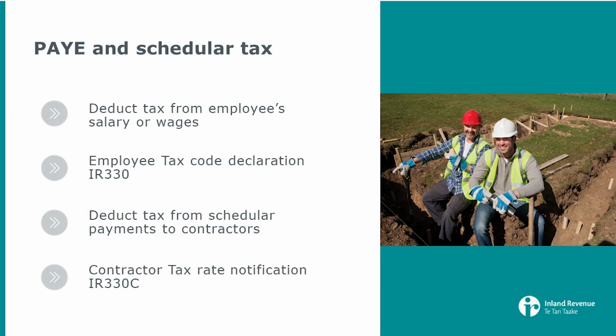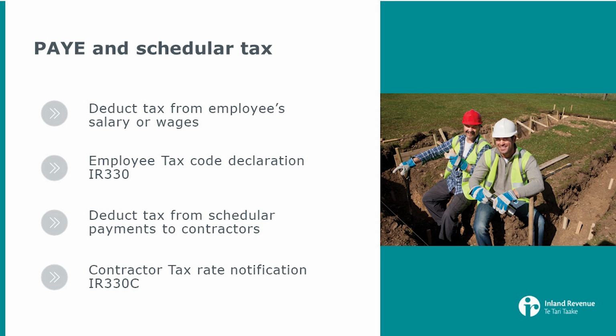Employers must deduct tax from salaries, wages, and scheduler payments to contractors. Employees must complete a tax code declaration form with their IRD number and tax code and give it to their employer. Employers hold on to the IR 330 and use the information provided to work out how much tax to deduct. If you hire a contractor that receives scheduler payments, you'll deduct scheduler tax.